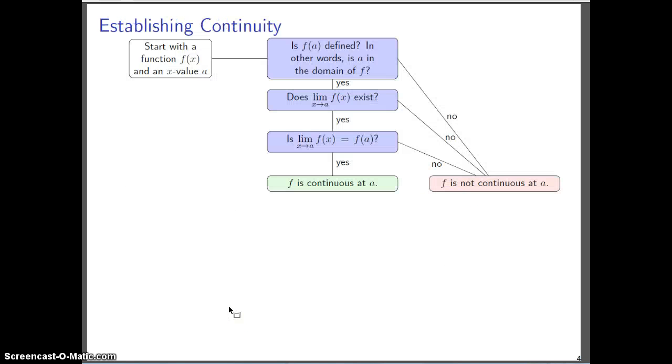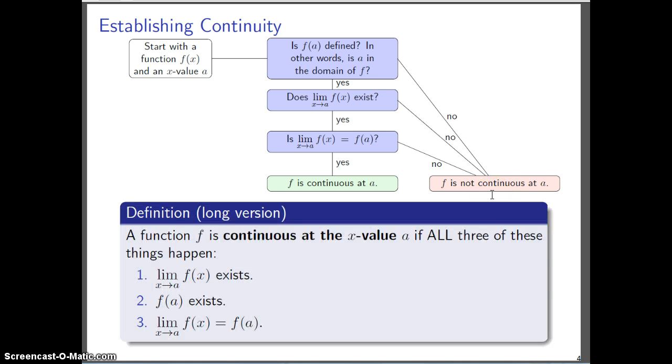So establishing continuity, you got to answer yes to all 3 of these questions. These 3 yes or no questions, you have to answer all yes to get f is continuous, and if you answer no to any one of these questions, then f is not continuous. And look, this all works with the long version of the definition of continuity, because all of these 3 things have to be true, which would mean you'd have to answer yes to all of these questions.